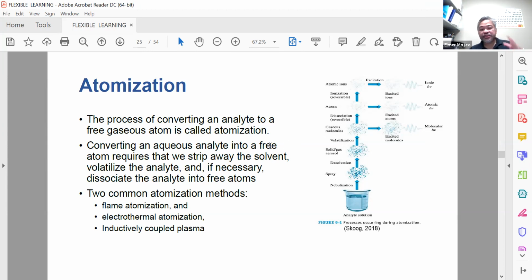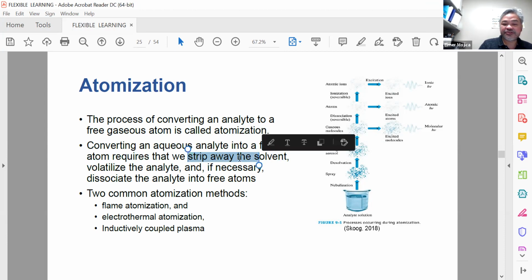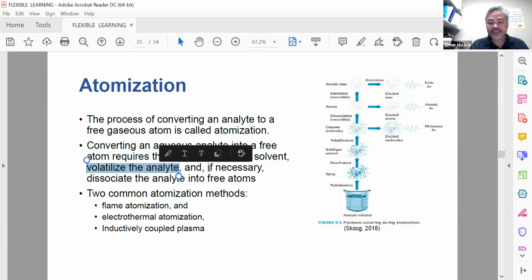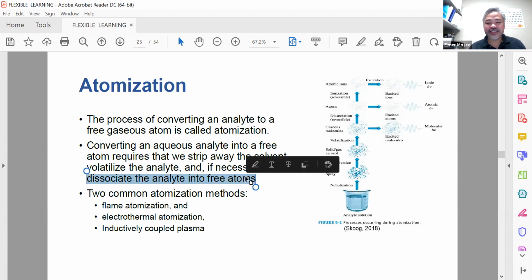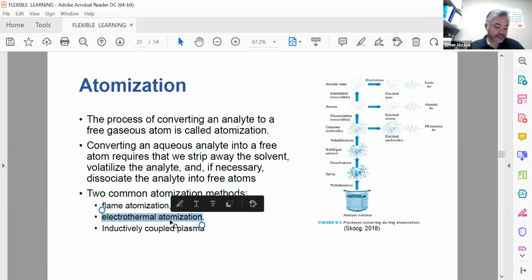So the process of converting an analyte to a gaseous atom is atomization. Converting an aqueous analyte into atoms requires that we strip away the solvent, volatilize the analyte, and if necessary, dissociate the analyte into atoms. The way that you're going to do it is either flame atomization or electrothermal atomization. Lately, they have what we call inductively coupled plasma.